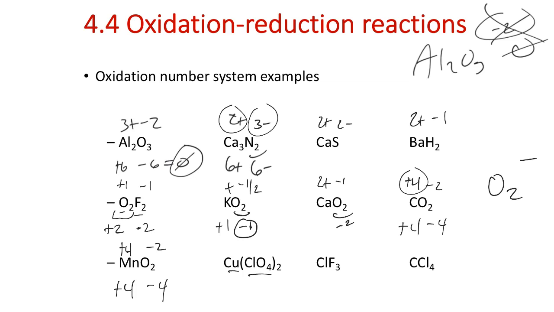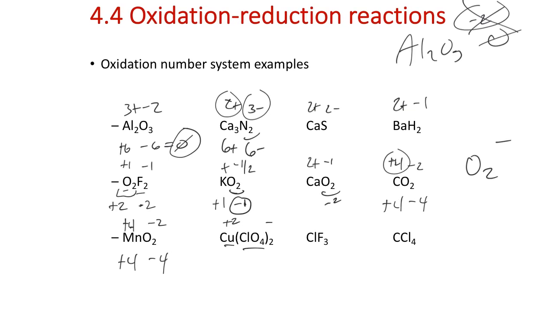When we get these bigger molecules of polyatomic ions, just go back to charges. We know that perchlorate's a minus one charge. There's two of them, so that means we have copper with a plus two charge and hence oxidation number. And so I can either picture ClO4 as two chunks as part of this molecule, or maybe just break it apart into one, ClO4 minus, where the oxygen has to stay minus two.